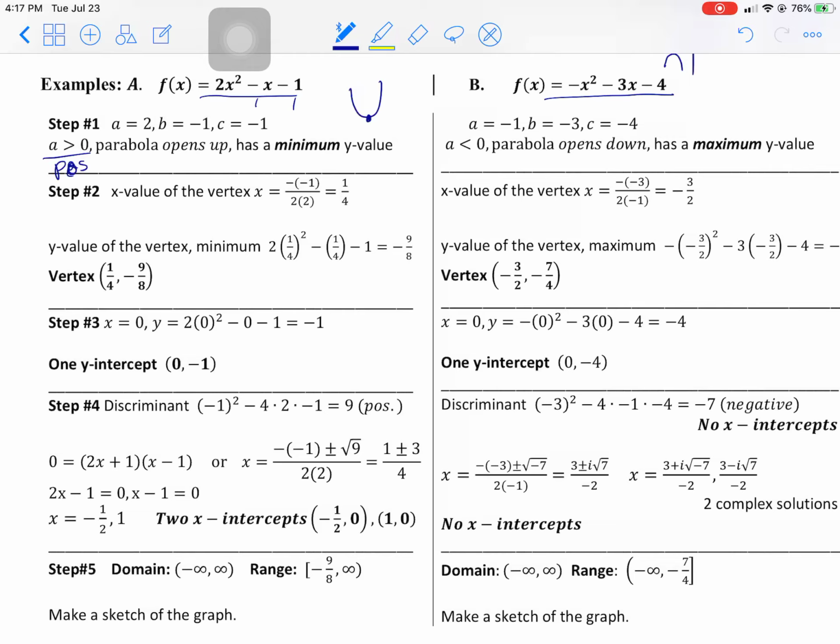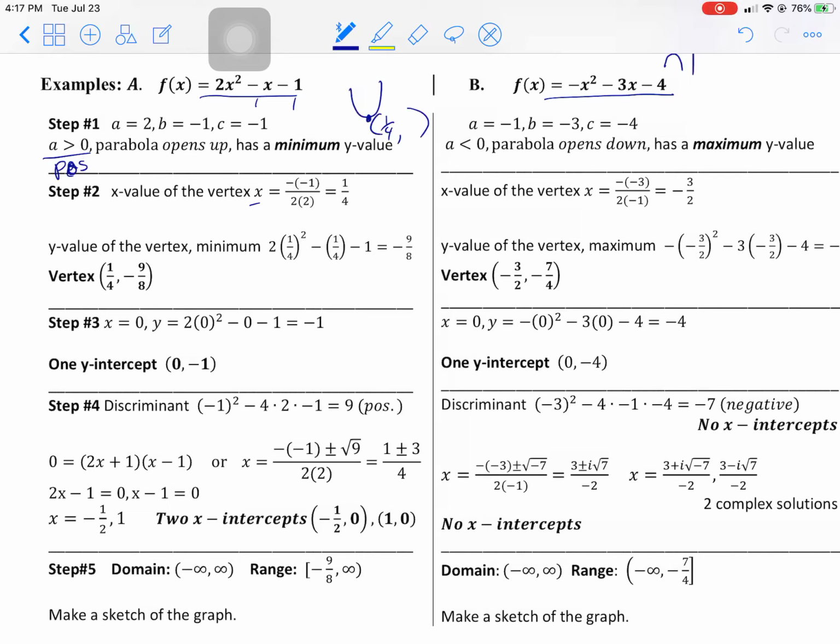So for the vertex, follow the vertex formula. Negative B is the opposite of -1, which is +1, and 2 times A is 2 times 2, which is 4. So that means the vertex has an x value of 1/4. That's kind of hard to graph, but that's what it is. Then you use that x value to put in and find your minimum value for y. The x here is 1/4.